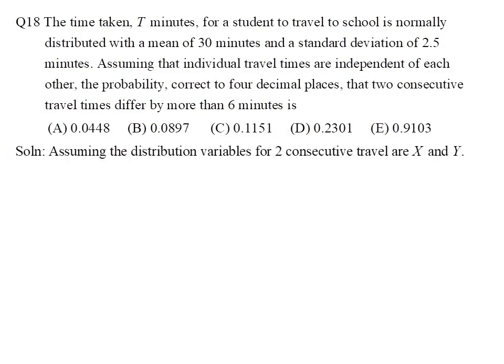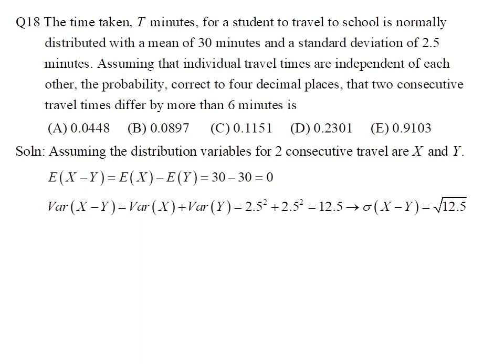Here we assume that the distribution variables for 2 consecutive travel times are X and Y respectively. Accordingly, the expected value of X minus Y equals E of X minus E of Y, which equals 0, while the variance of X minus Y equals the variance of X plus the variance of Y, which equals 2.5 squared plus 2.5 squared, which equals 12.5.